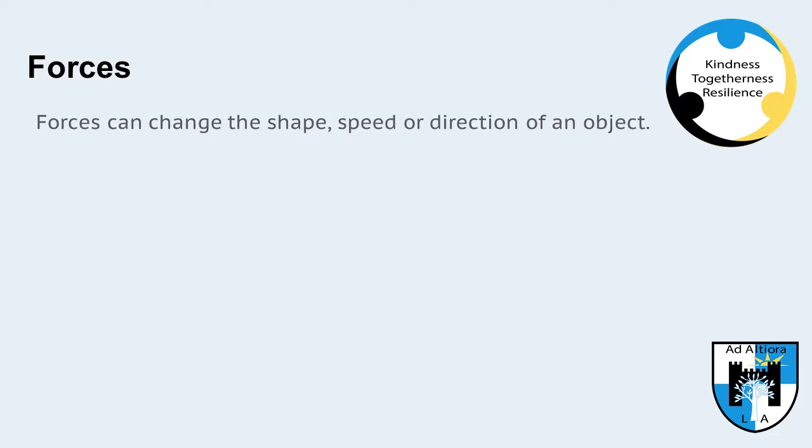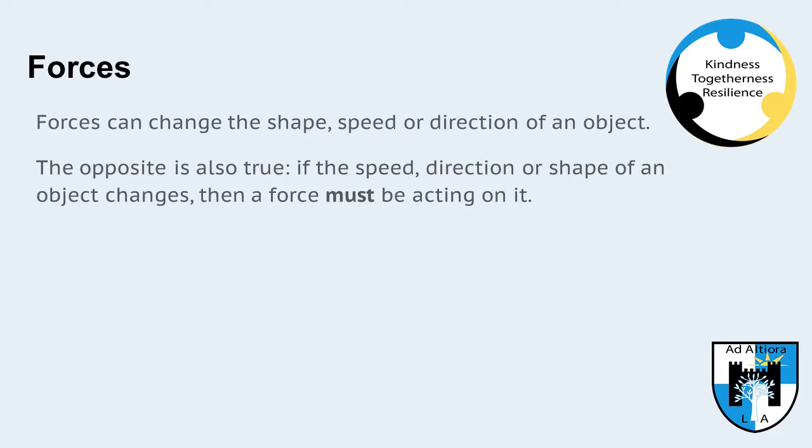So forces can change the speed, shape or direction of an object. That's hopefully something you're fairly familiar with. I think it's important to point out at this stage that the opposite is also true. If the speed, direction or shape of an object changes, then a force must be acting on it. So any time you have, in particular for us, the speed or direction of an object changing, then you've got to have a force acting on it. So if something's accelerating or it's turning around a corner, then a force must be acting on it, and that's something you've got to be aware of.